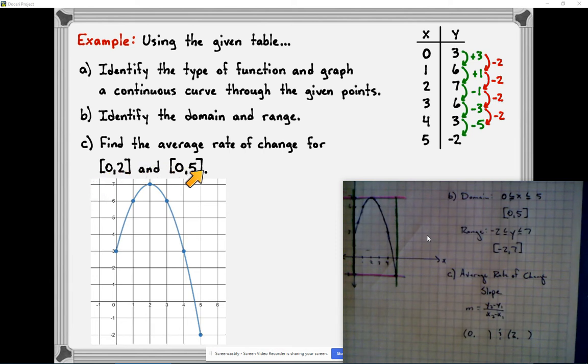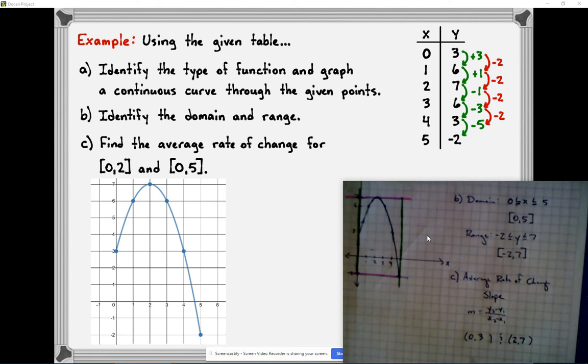So we can see that when x is 0, the y value is 3. So the first coordinate we're looking at is (0, 3). And the second coordinate we're looking at is when x equals 2. So if I look at my table, when x equals 2, the y value is 7. And so we end up with those two coordinates. And the question basically is, what is the slope between those two coordinates?